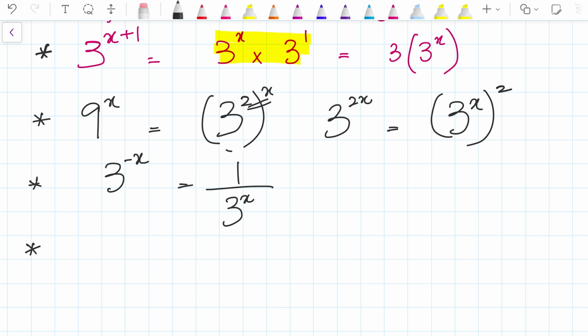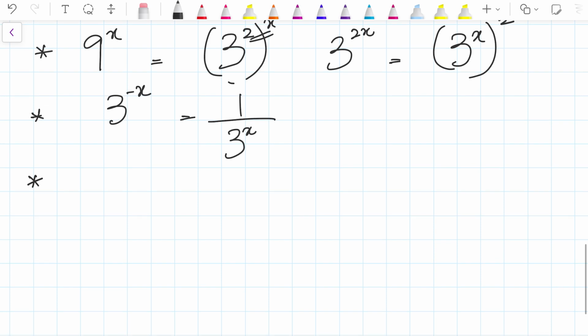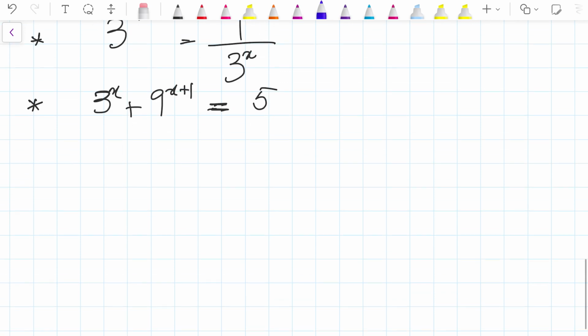And when do we use substitution? We use substitution when you have unknowns in the powers and they cannot be resolved simply. For example, if you have 3 power x plus 9 power x plus 1 equals to 5. Now, this equation cannot be resolved because there's a plus and there's an unknown in the power. You cannot apply logs directly because there is a plus in between. So what do we do? We use substitution.